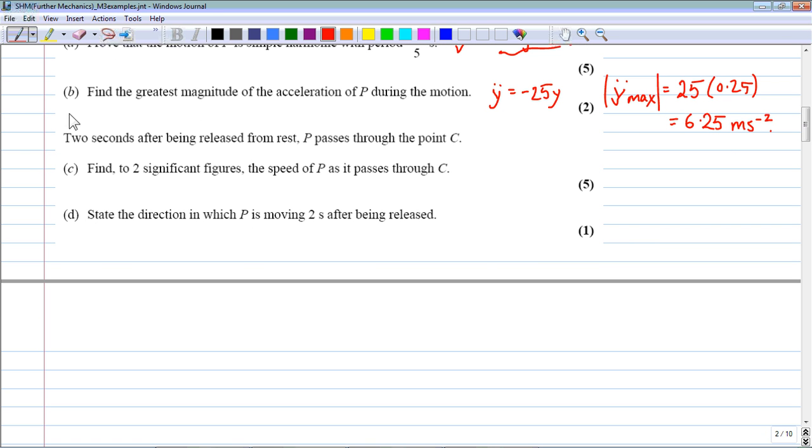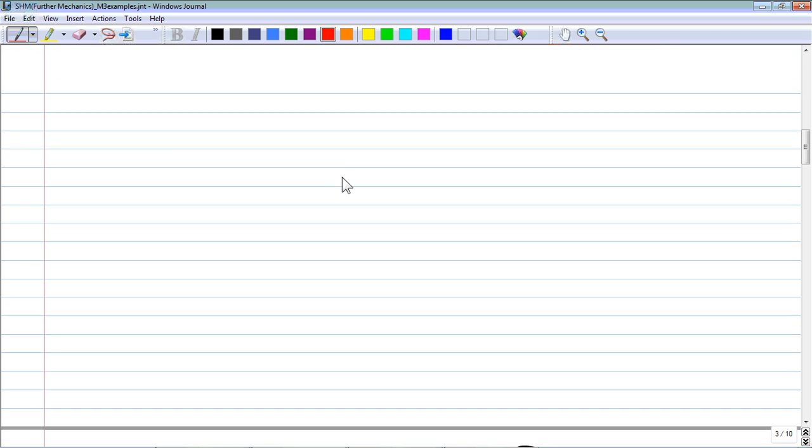Now, third part: 2 seconds after being released from rest, P passes through the point C. Find the speed of P as it passes through C.